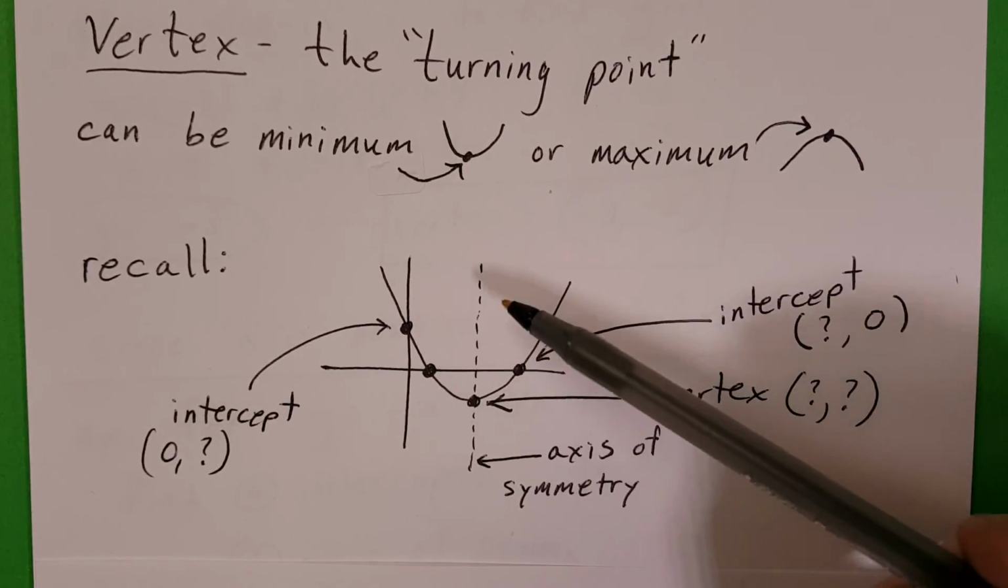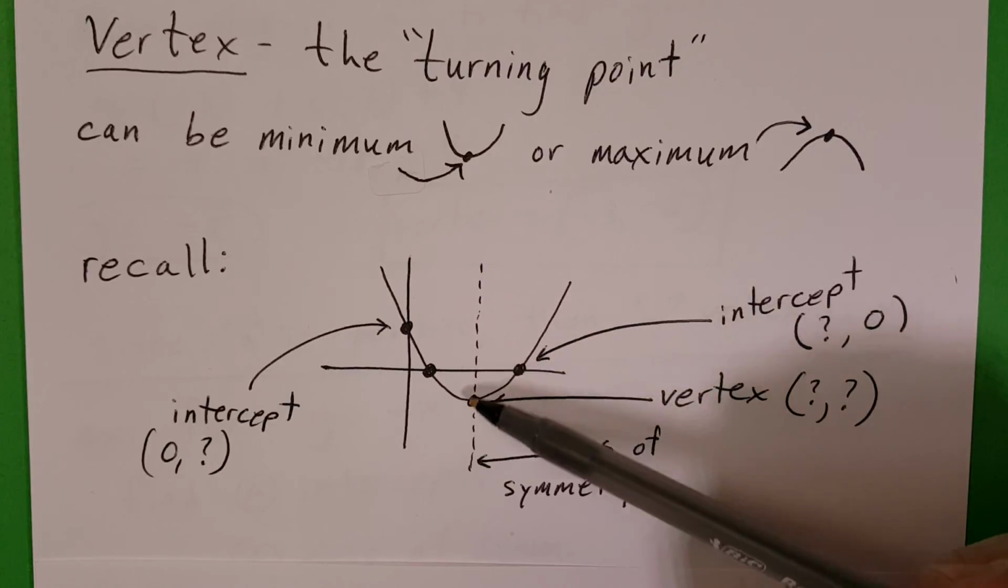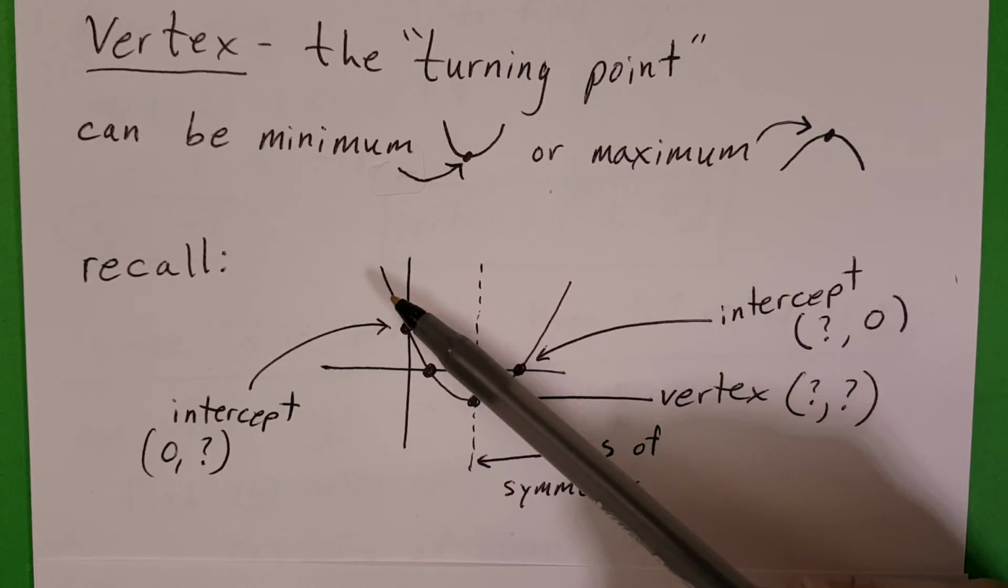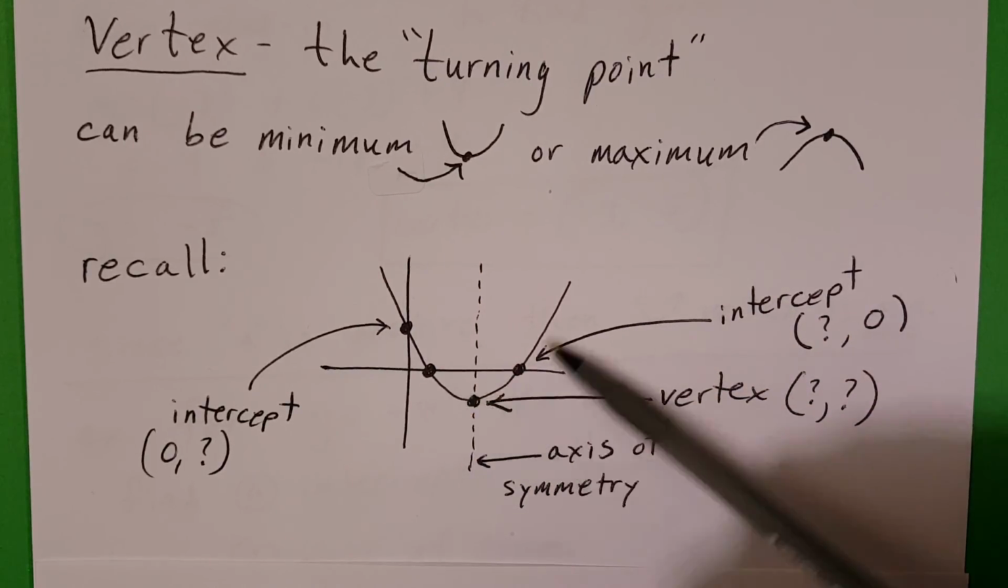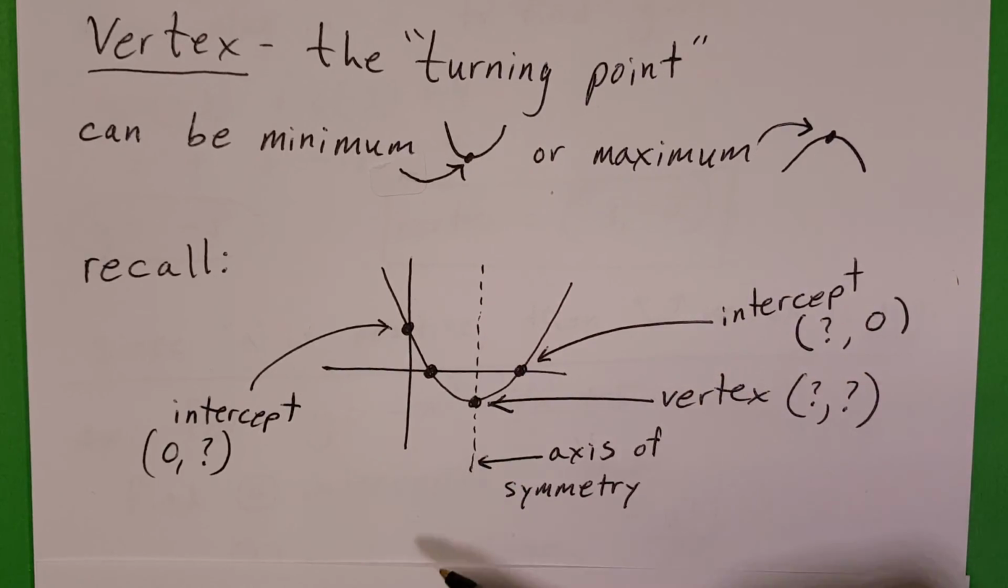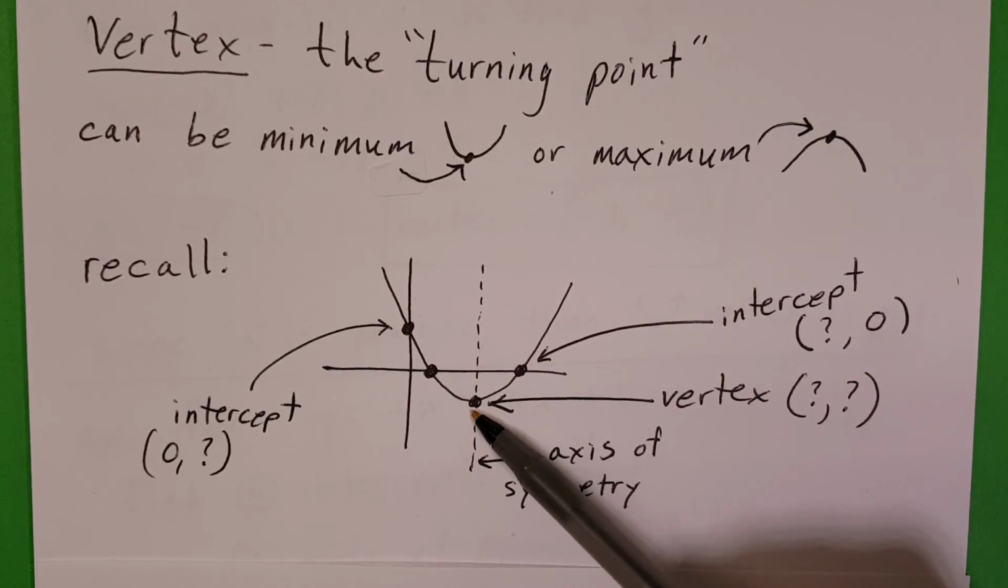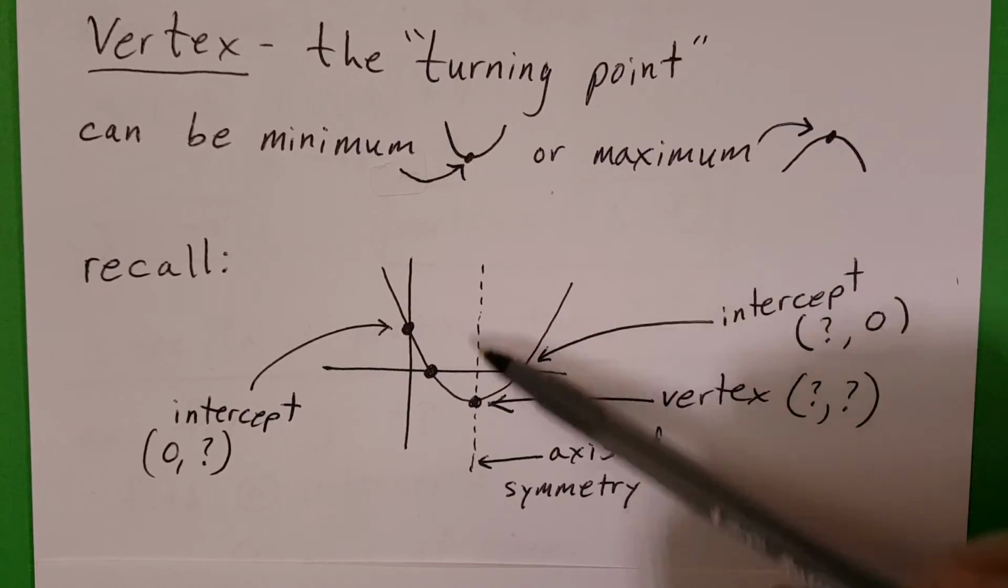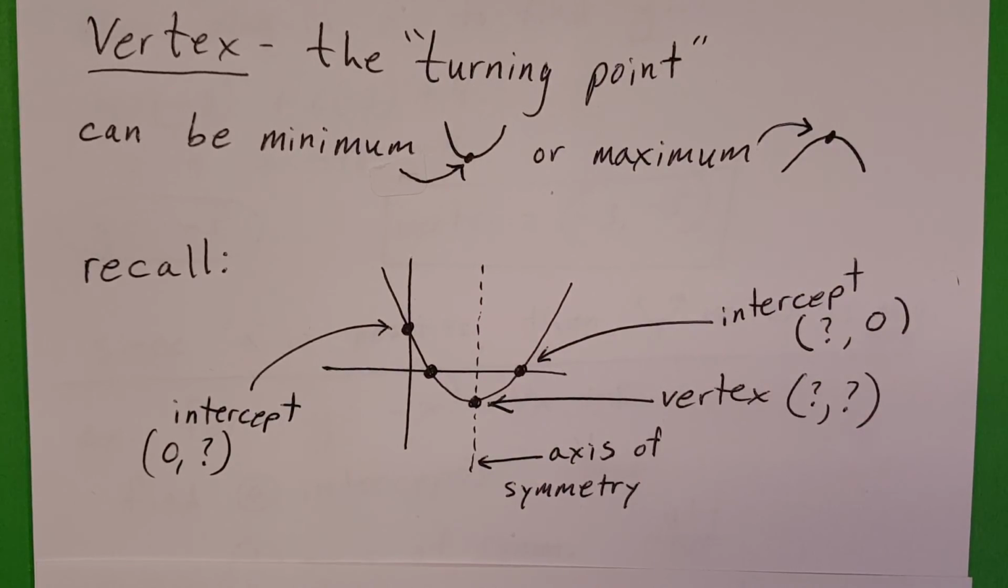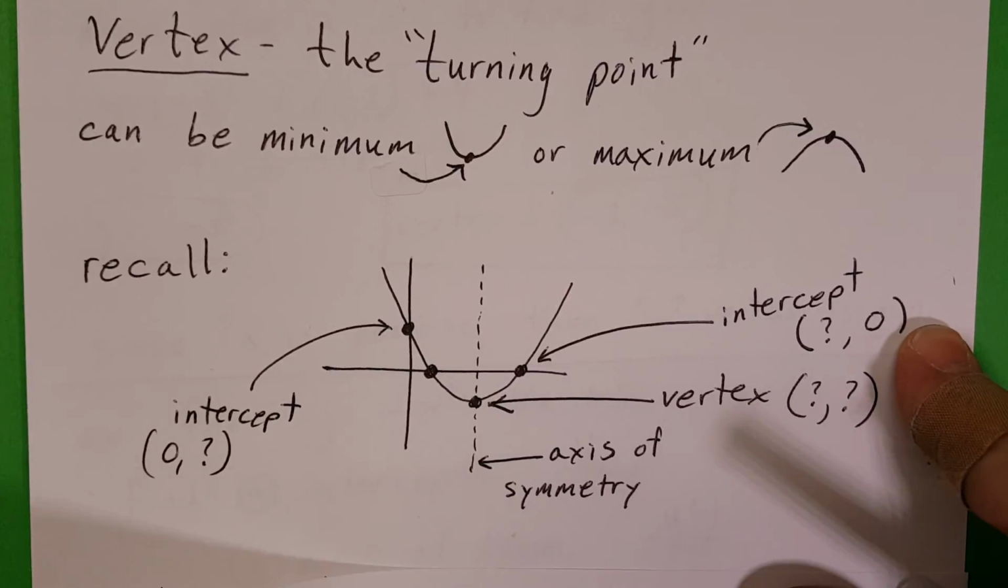Another thing we talked about was the axis of symmetry. That's the mirror line. That's where the left side is the same as the right side, right down the middle. And of course, it's going to go through the vertex, right? We don't know what that point is, the vertex. So this is the axis of symmetry. We've done that before. So today we're going to talk about the vertex only.